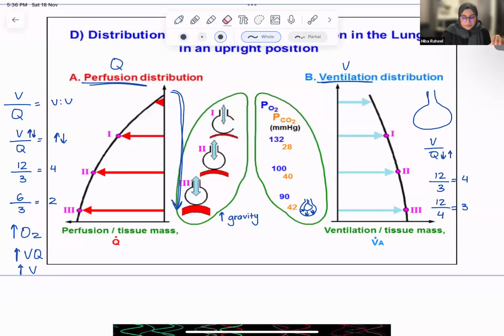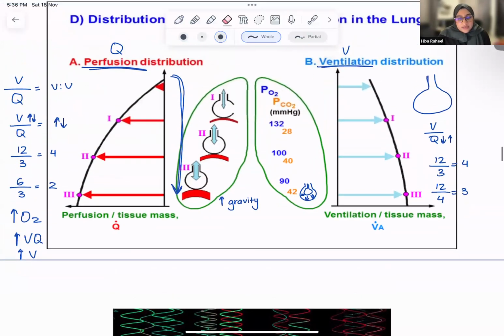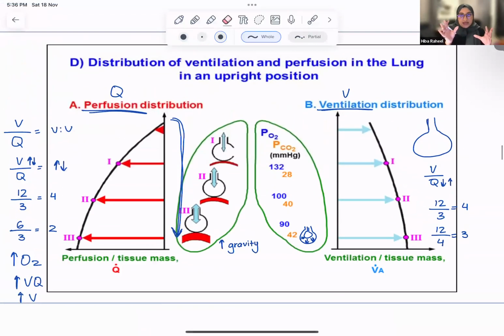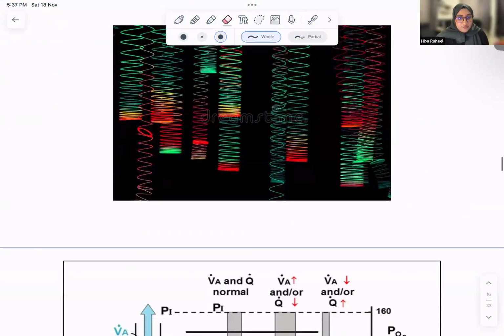Okay, so how does that relate to tension? The tension at the top is higher. At the apex, there's more stretch in the alveoli as compared to the base alveoli. That is how it relates to it. Again, this was the example that I used, the spring.